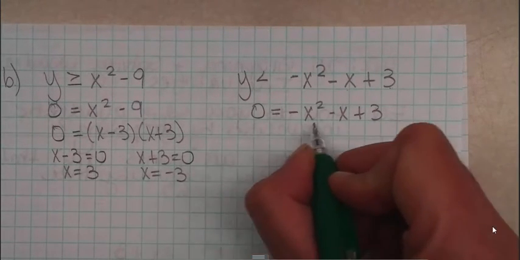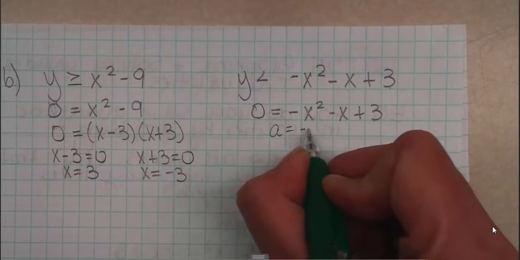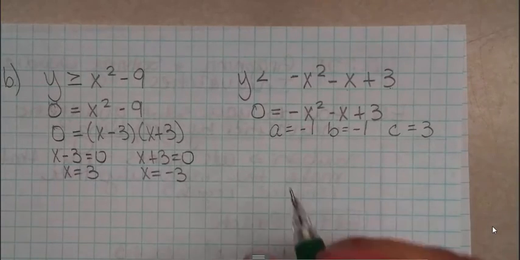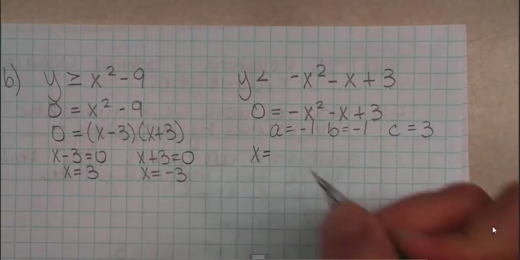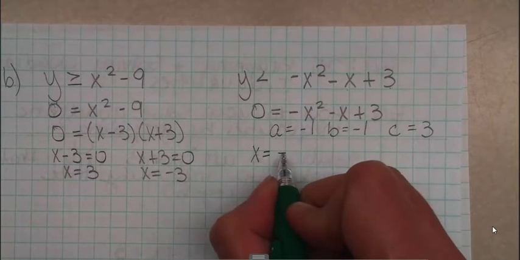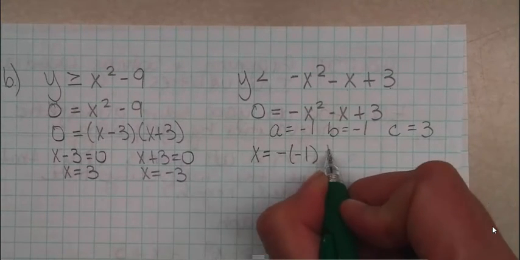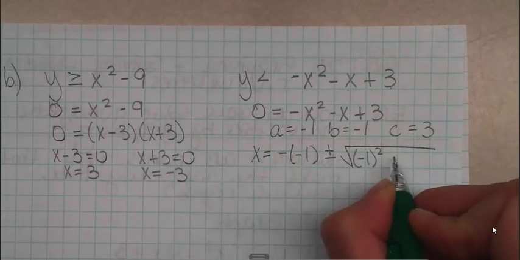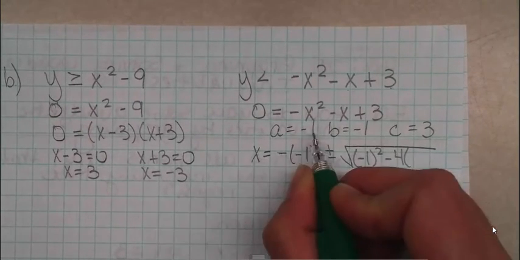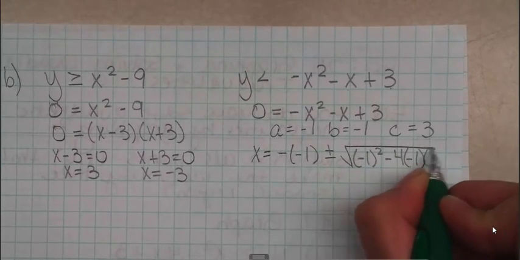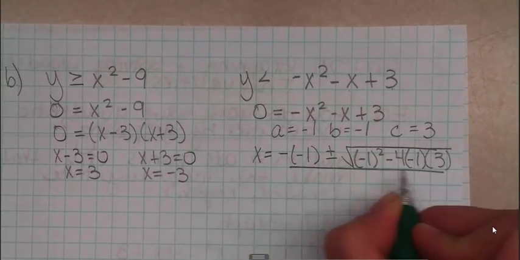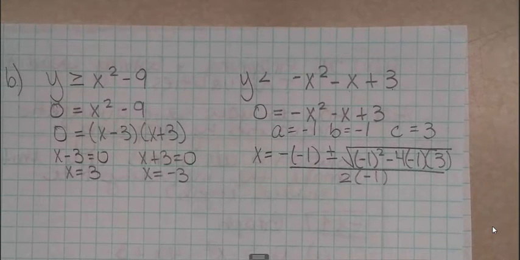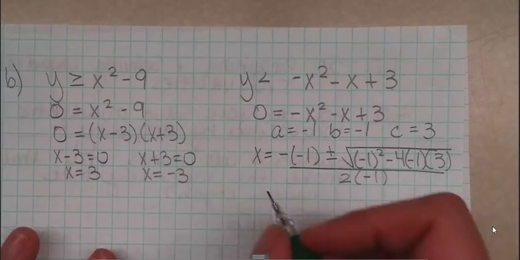So, my a here is negative 1. My b is also negative 1. And my c is 3. Okay? So my x's then are going to be, well, negative b, so a negative negative 1, plus or minus the square root of b squared, which is negative 1 squared, minus 4 times a, which is negative 1, times c, which is 3, all over 2 times a, which is negative 1. Okay, there's a lot of simplifying to do here, so that's my next thing.